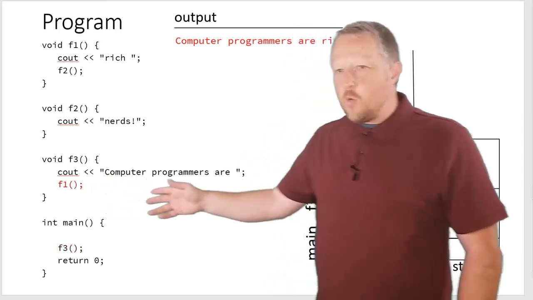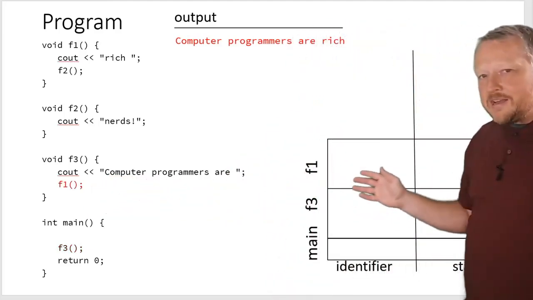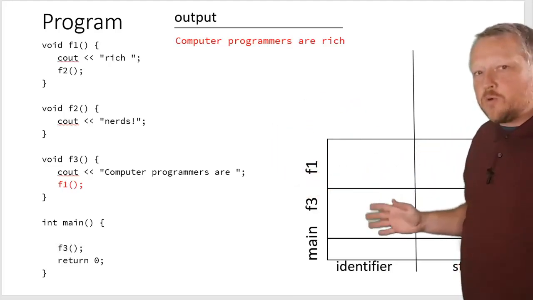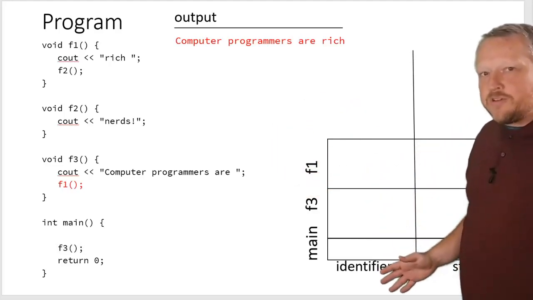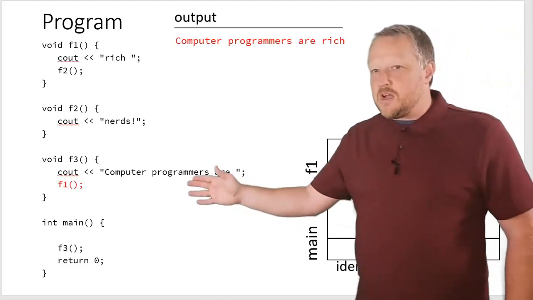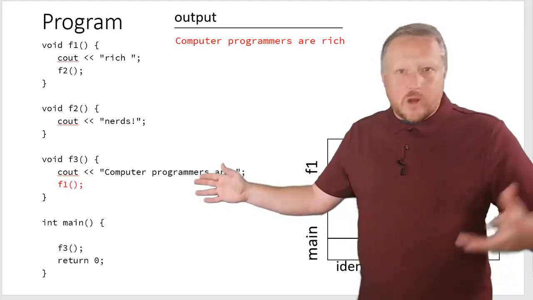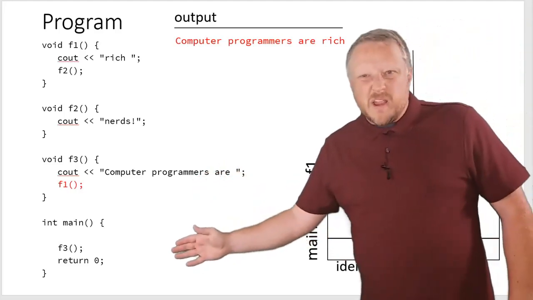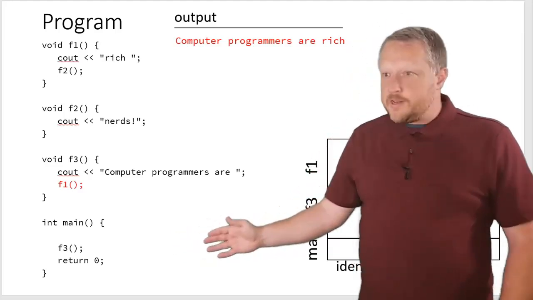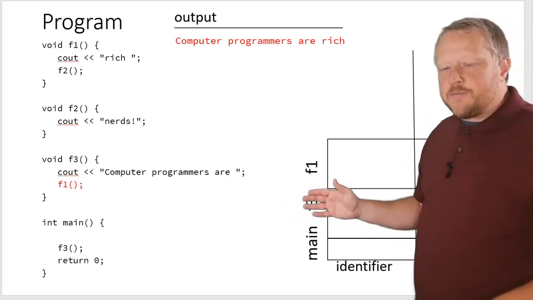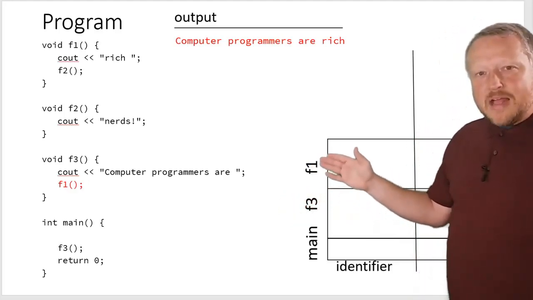So when F1 is called, we are adding another item to the stack. Now notice, I'm not done with F3 and I'm not done with main. So think about it. F3 is really not going to be done until F1 is done whatever it needs to do. Main is not going to be done until after F3 is completely done, and F3 is waiting for F1. Whew, sounds like a line at the DMV. But anyway, that's why F1 is there.